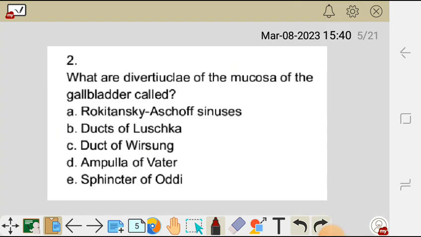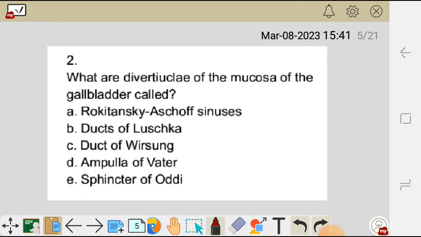So we move on to question 2. What are the diverticula of the mucosa of the gallbladder called? A. Rokitansky-Aschoff sinuses. B. Ducts of Luschka. C. Duct of Wirsung. D. Ampulla of Vater. And E. Sphincter of Oddi. So to get this question correct, we need to understand what a diverticulum is.